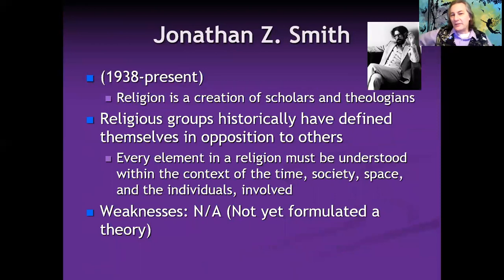And Jonathan Z. Smith, another fun one. And I love this picture. He looks like such a sort of post-hippie rake, doesn't he? Jonathan Z. Smith is another one who's going to give us a corrective. Religion is a creation of scholars and theologians. What does that mean? There's never been religion? Well, no. He goes into history, and it's something true enough.